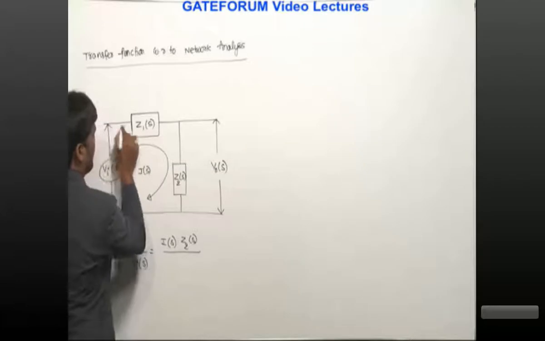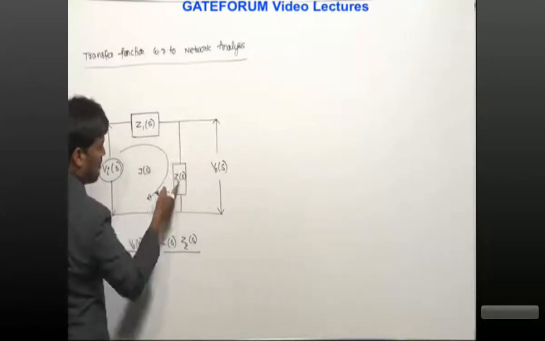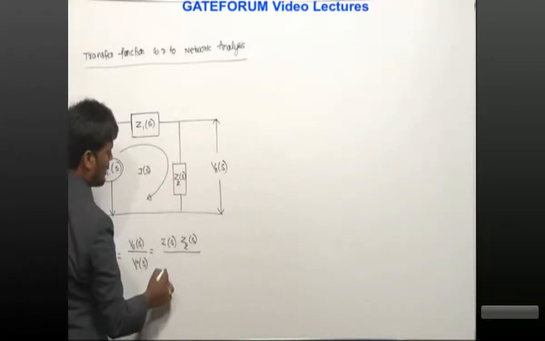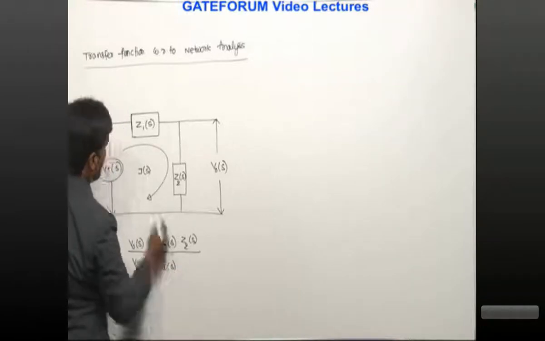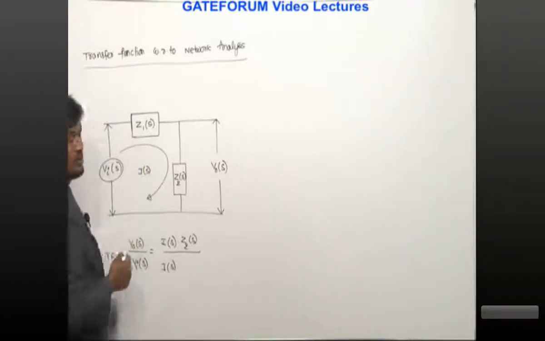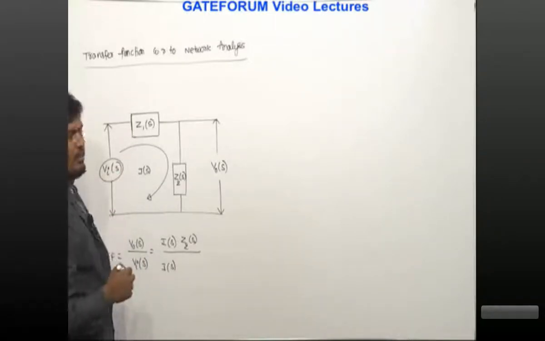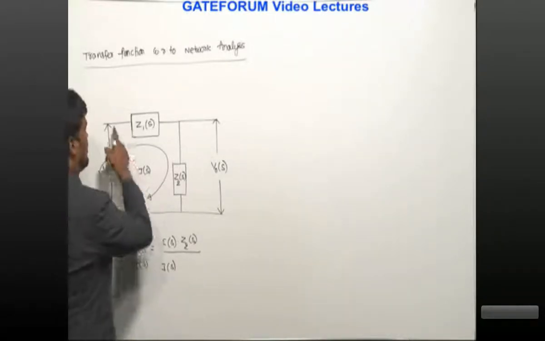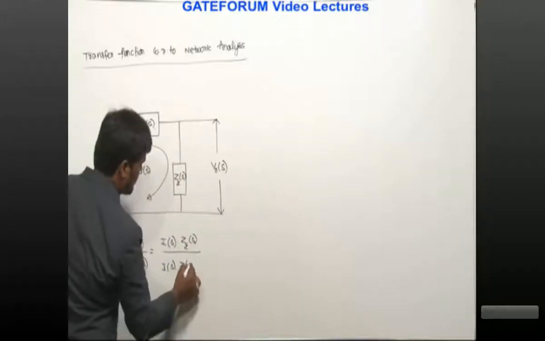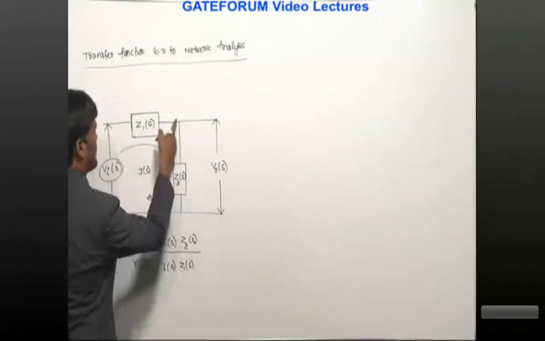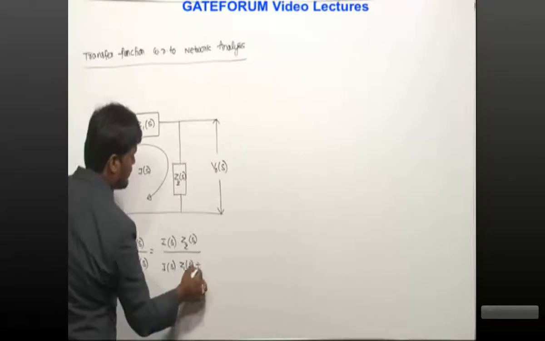What is the current flow? I of S. Now tell me, what is the impedance? Current I of S, Ohm's law. Ohm's law means voltage into current. Sorry, current into impedance. V is equal to I into Z. So I of S into Z1 of S plus I of S into Z2 of S.